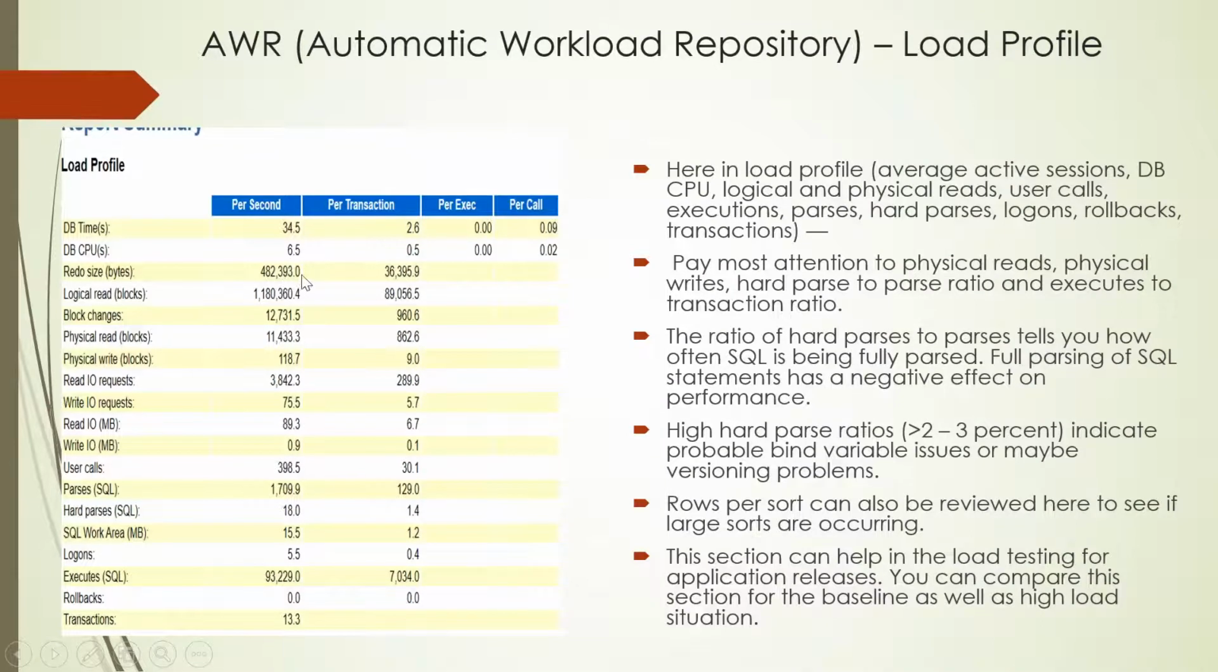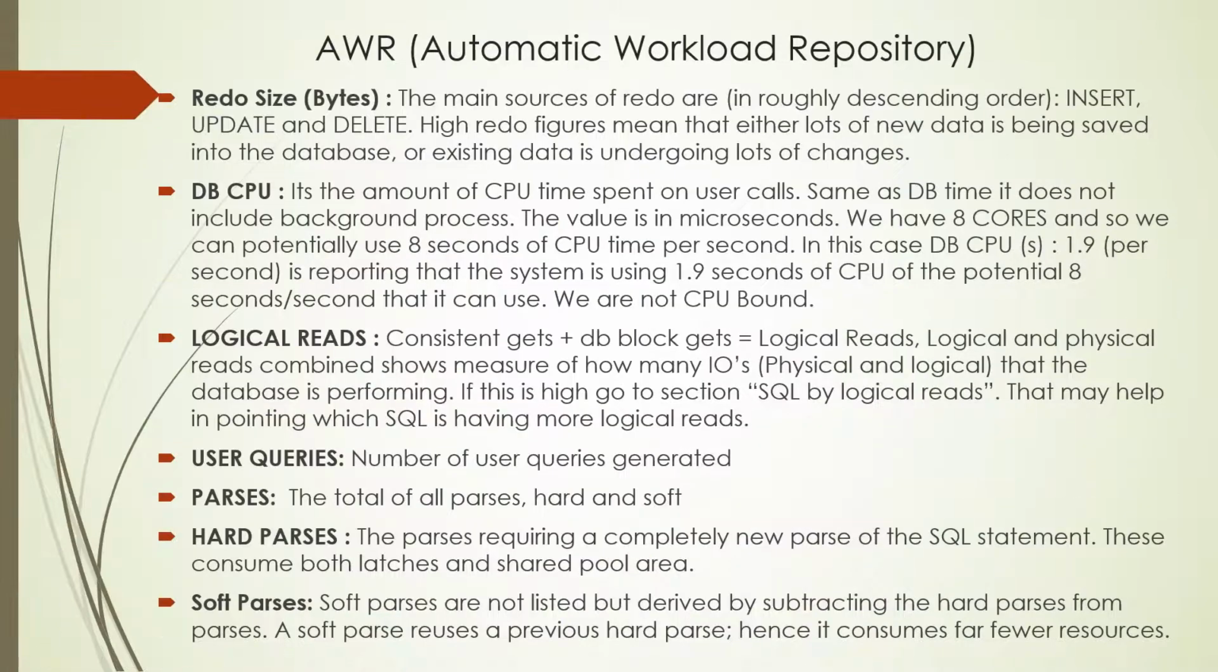So 482,393 bytes of redo have been generated per second, per transaction. It is already high. And logical reads, you can see, are already high. So that can be a possible issue, right?